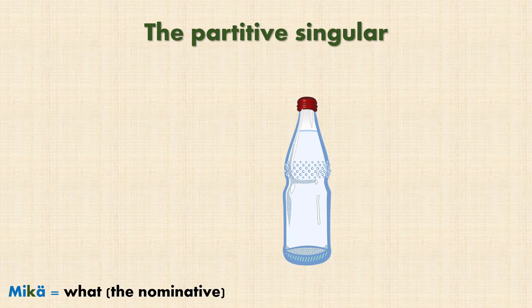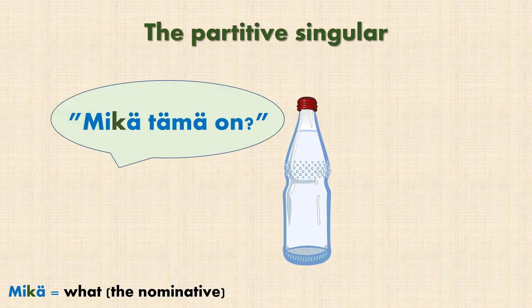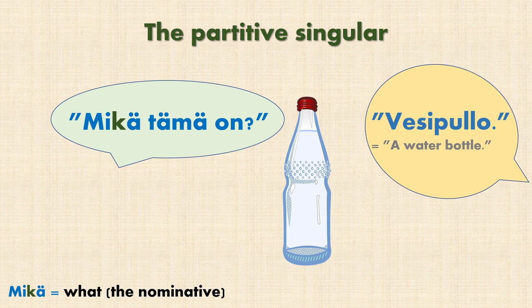Imagine I'm pointing at a bottle that has some water in it. I ask my friend, Mikä tämä on? And my friend would answer it with something like vesipullo, a water bottle. So my friend would be right in assuming that I'm asking what the object is, not what's inside it.